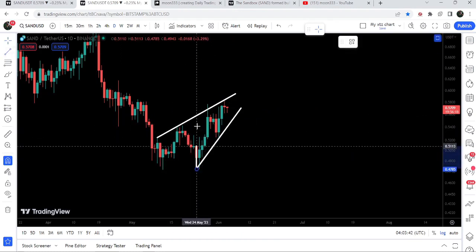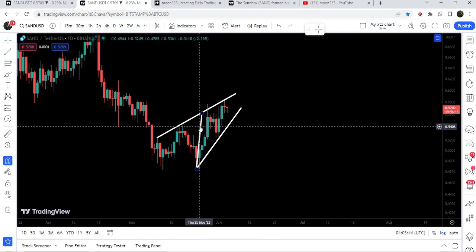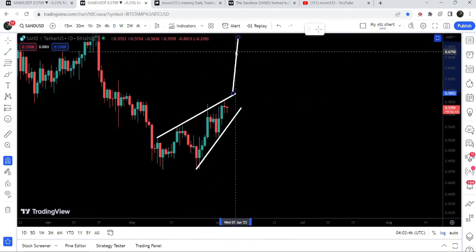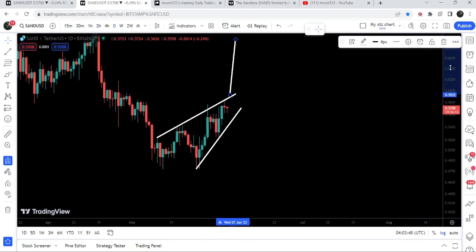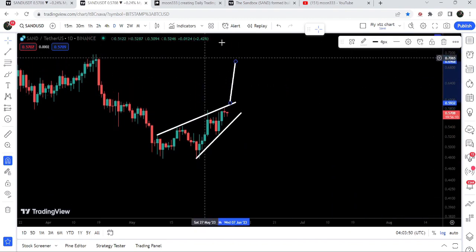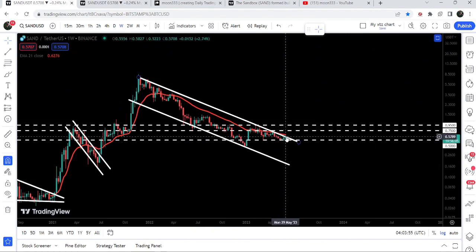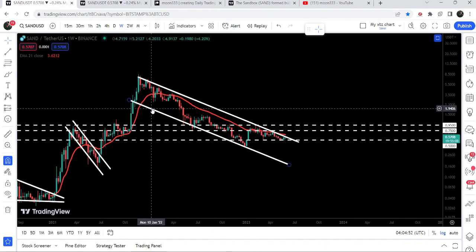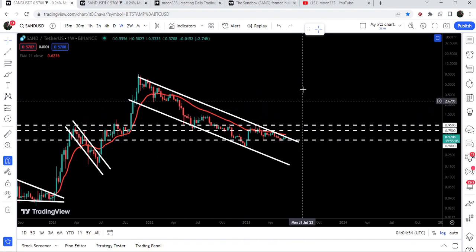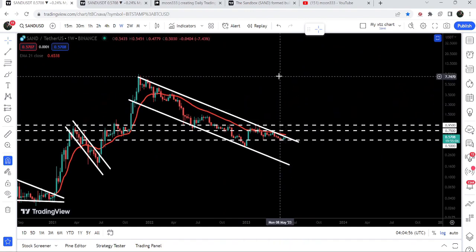Now, if we take a look at the target for this rising wedge pattern, if it is able to break out, then the target to the upside can be here. That will be approximately at 70 cents. And in that situation, we can also break out the resistance of this down channel as well. And once the price line is able to break out this down channel, then the target for this breakout will be here at the top of the channel. That can be between $8 to $10. So this was the update so far.